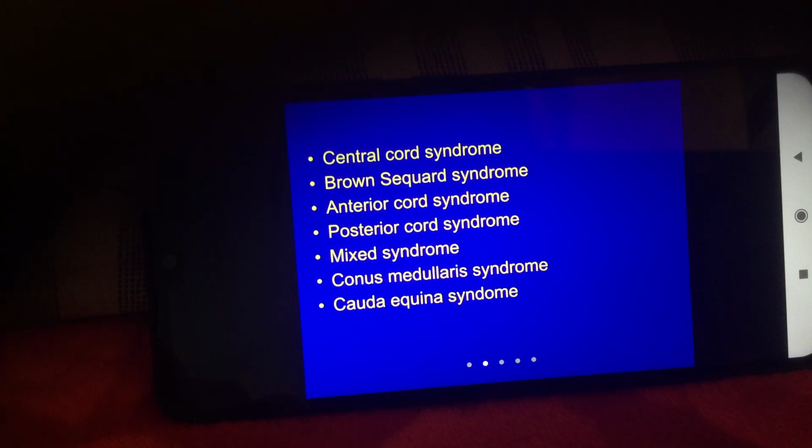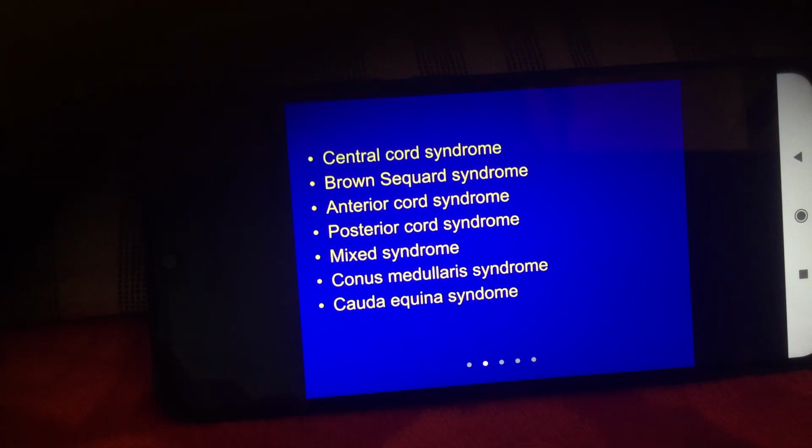In Brown-Séquard syndrome, half of the spinal cord is injured, so the motor deficit will be on the same side below the level of injury, but the sensory deficit will be on the opposite side. There will be a mismatch of the sensory and motor, as in a hemisection of the cord. Anterior cord syndrome is when the cord is injured anteriorly, so only the anterior part of the cord is damaged.